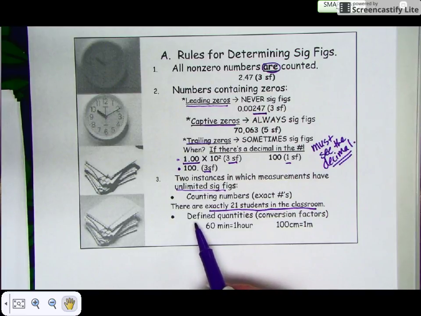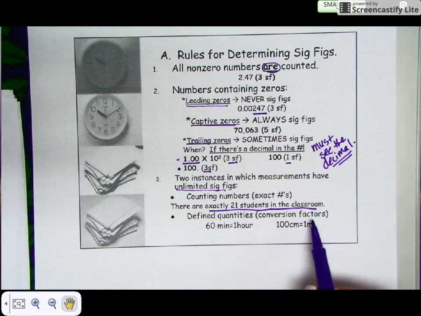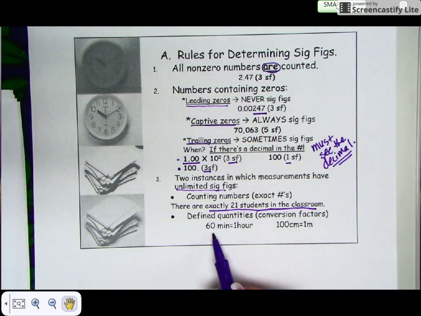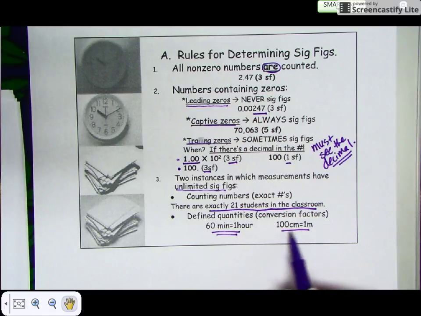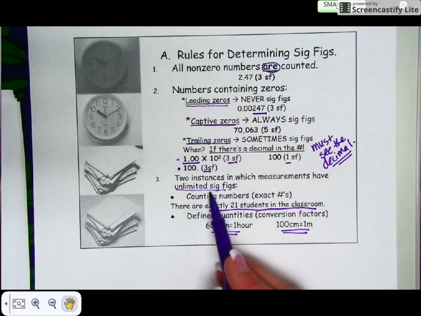Finally, the other instance when you have unlimited sig figs is when you have a defined quantity, which are also known as conversion factors. For example, 60 minutes is equal to 1 hour. That is not a measurement, that is a definition. 60 minutes is always equal to 1 hour. Or 100 centimeters are in 1 meter. That is a definition. 12 inches equals 1 foot. That is a definition. There's no uncertainty. Therefore, we say that they have unlimited significant figures.